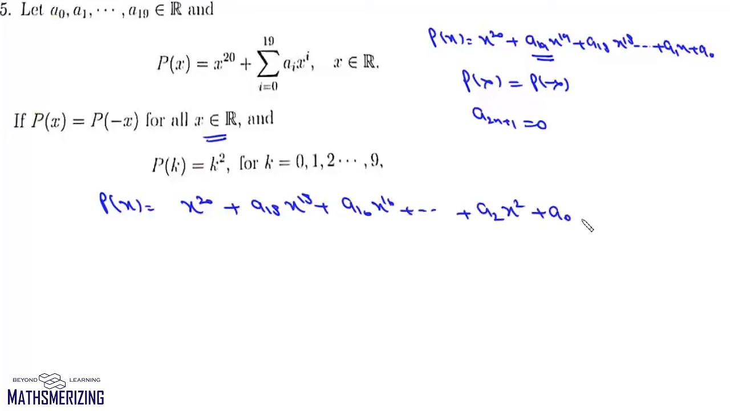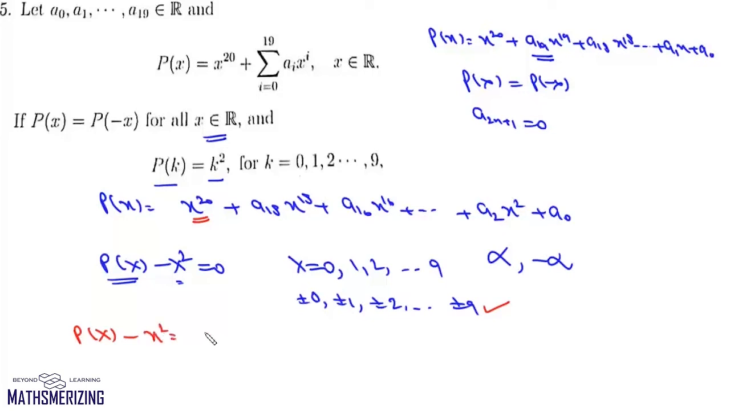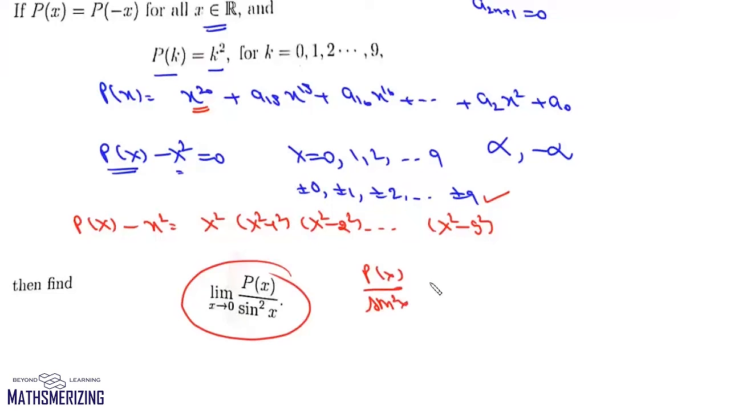So we can write p(x) minus x square as x square into (x square minus 1 square), (x square minus 2 square) up to (x square minus 9 square). Now we need to find this limit x tends to 0, p(x) upon sine square x. Now if we divide everything with sine square x, we can write p(x) upon sine square x minus x square upon sine square x equals x square upon sine square x into (x square minus 1 square) into (x square minus 2 square) up to (x square minus 9 square).